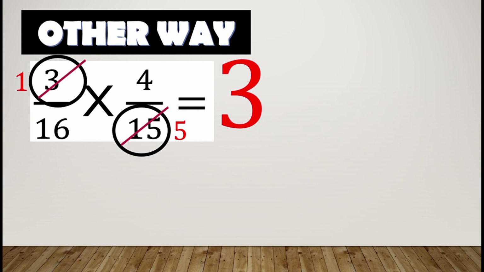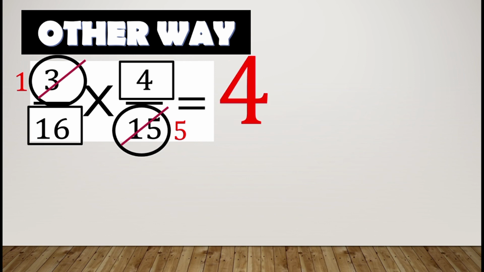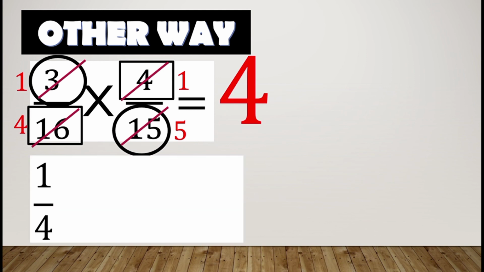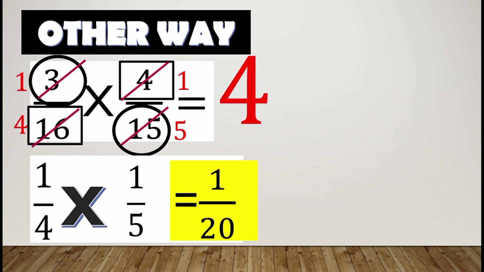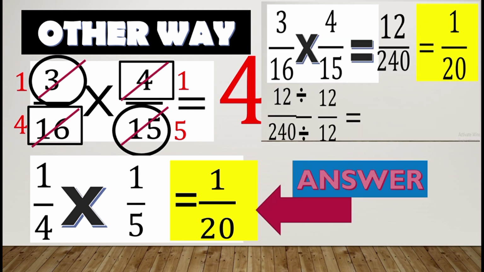Also, 4 and 16 are numbers divisible by 4. So we can say 4 divided by 4, the result is 1. And 16 divided by 4, the result is 4. So to write our new fractions, we have 1/4 times 1/5. The result is 1 over 20. If we compare with our answer from our previous example, still we come up with the same result.